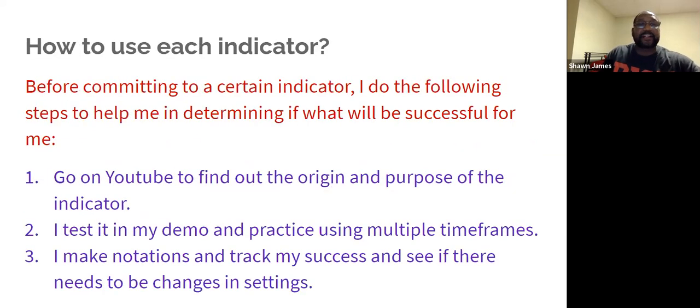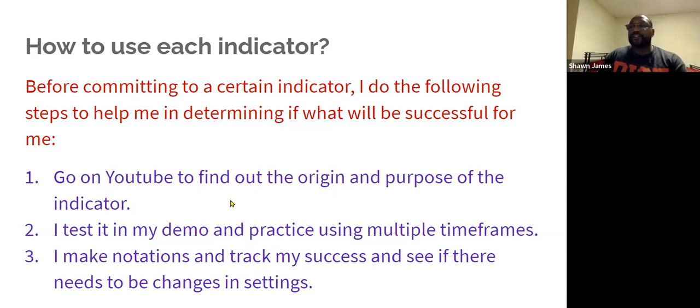So main thing there. So now, how do you use each indicator? Okay, before committing to a certain indicator, here's what I want you to do. Do the following steps. This is what I do to help me confirm what indicator will be successful for me, okay? Number 1, what I did is I went into my MetaTrader 4. This is what I did on the weekend and during the week, guys. I go into my MetaTrader 4 and I look up all of the indicators in there, and I go on YouTube to find out the origin and purpose of the indicator, okay?